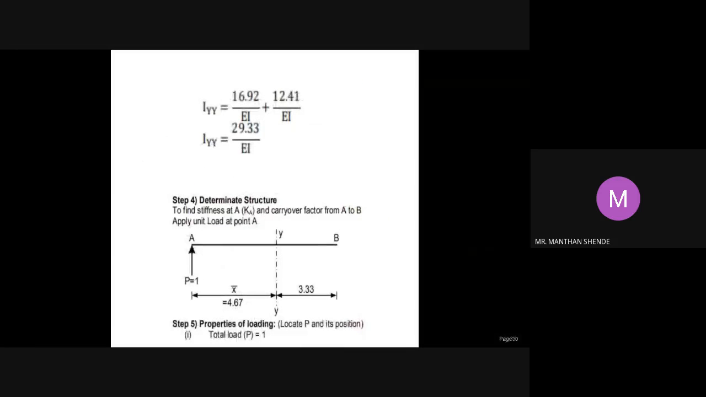For the second section, D is 1/EI, into B cube divided by 12, plus area A2, which is 4/EI, into (X bar minus X2) whole square. X2 is the CG of the second section, which is 4 plus 4/2, that is 6. So once you solve this, you will get the moment of inertia about the YY axis, which is equal to 29.33/EI. Up to here your problem will remain the same as we have done in the analysis.